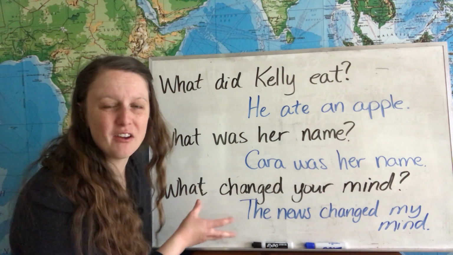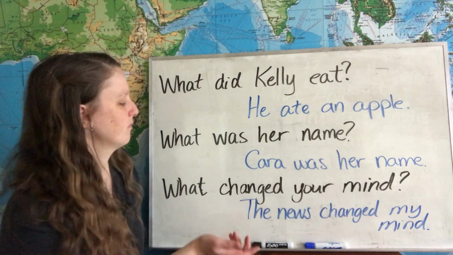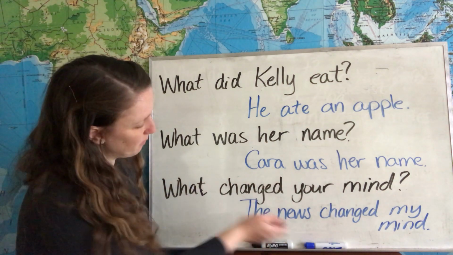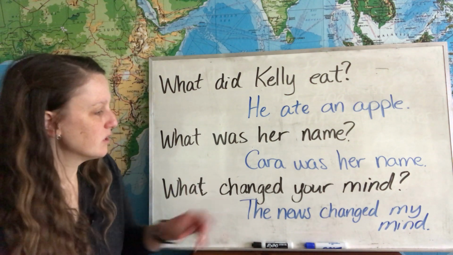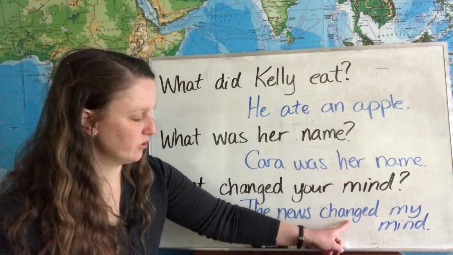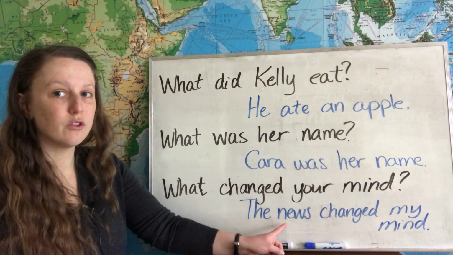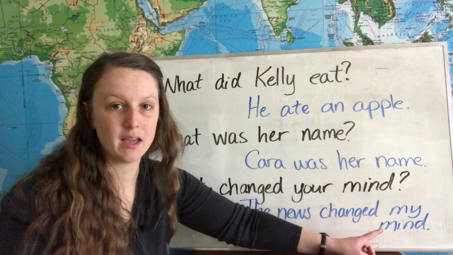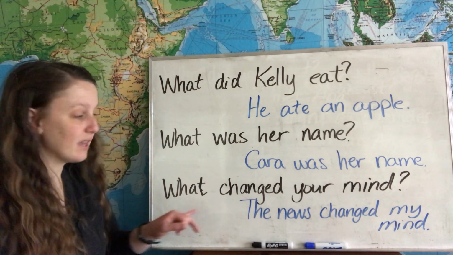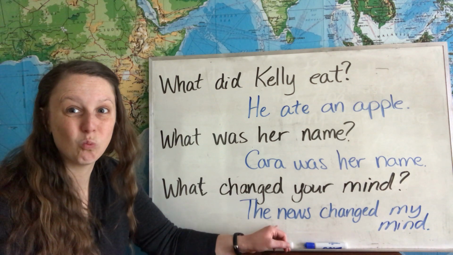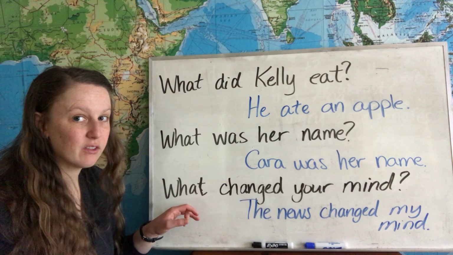So let's check with our other way to figure out subject and object by looking at the answer to the question. Our question was, what changed your mind? The news changed my mind. So we have our verb, changed. The subject of this verb is the news. The news changed my mind. And remember, what takes the place of this answer, the news. So we know that what is the subject of the question.